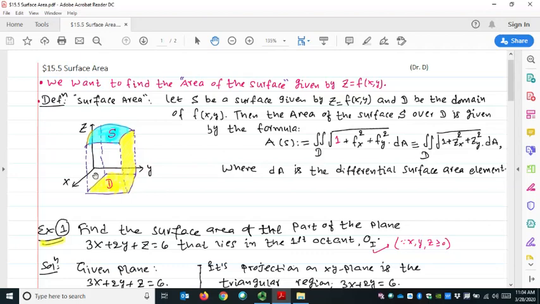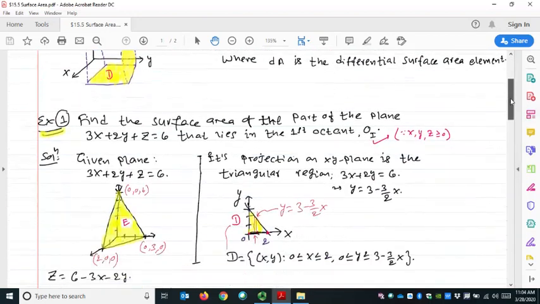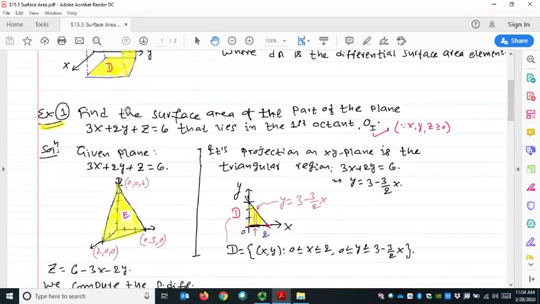Great. Now let's compute the surface area using the formula given here. So let's start with example one. Let me scroll down. Example one: find the surface area of the part of the plane given by 3x plus 2y plus z equals 6 that lies in the first octant. So in the first octant, x is greater than or equal to 0, y is greater than or equal to 0, and z is greater than or equal to 0.